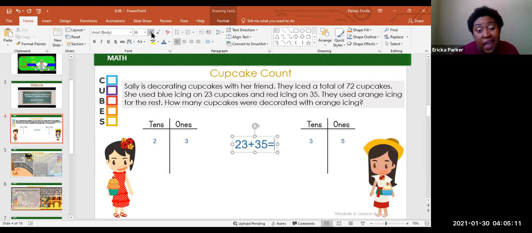So now we need to add our tens and our ones. How many ones do we have in 23 and 35? We've got 3 and we've got 5, and 3 plus 5 is 8. How many tens do we have? Okay, so let's do expanded form of this problem. This is one way that you can do it. You can go 20 plus 30 equals what?